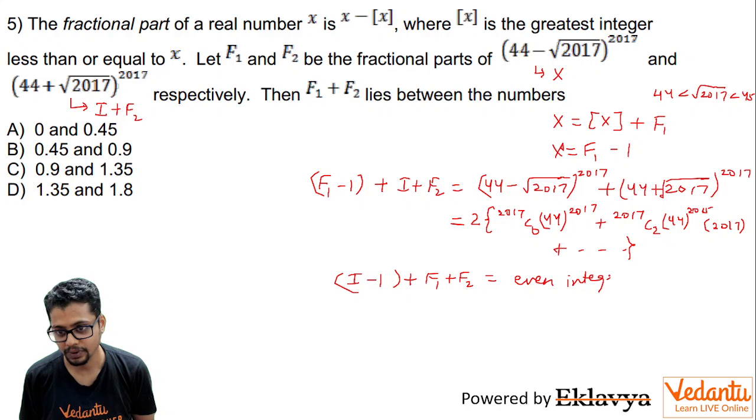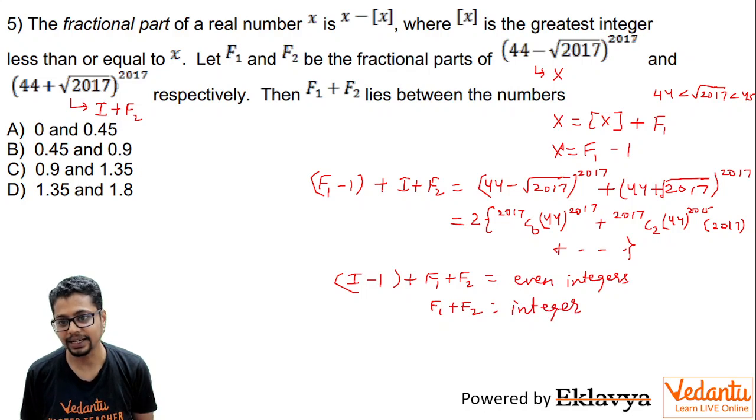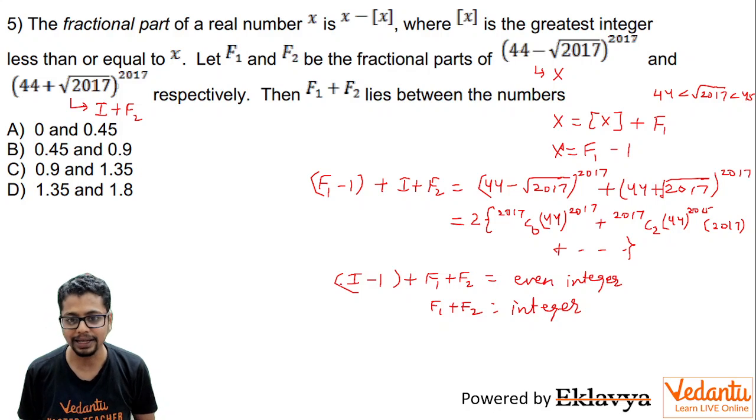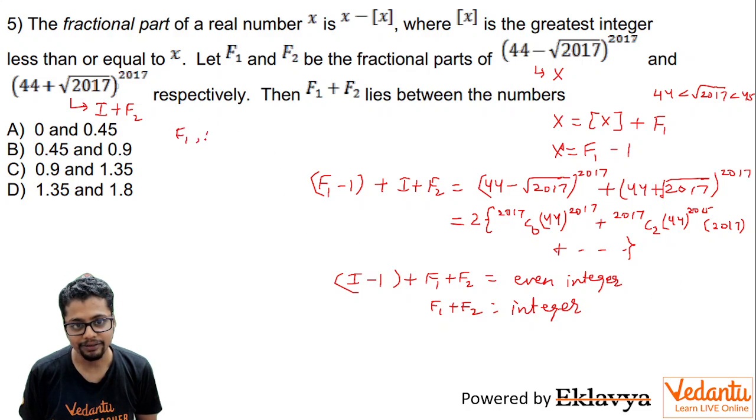That means f1 plus f2 would also be an integer. How is that? The important thing is that the right hand side is an integer, and since I is an integer, I minus 1 would also be an integer. So if the right hand side is an integer and I minus 1 is an integer, then f1 plus f2 would also be an integer. Now f1 and f2 both lie in the open interval 0 to 1. So f1 plus f2 would lie in the interval 0 to 2.